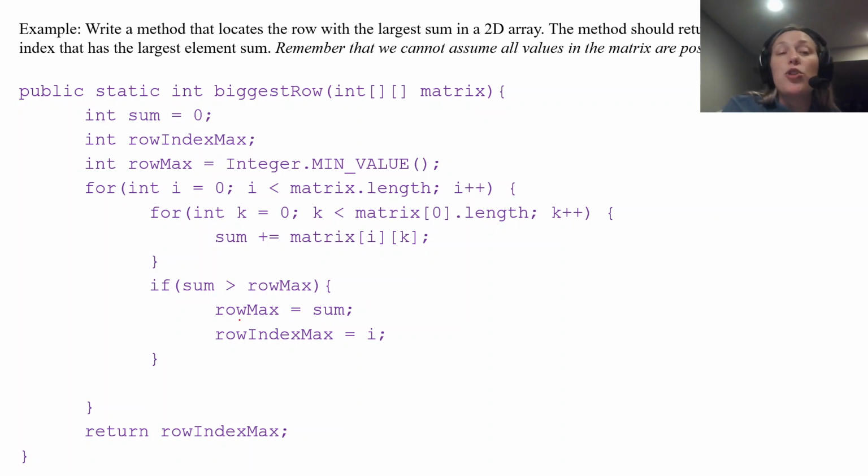So I'm going to change two things. My row max becomes the sum, so that represents now the largest sum that I have found in a row. And then the index becomes i, because i represents the rows, remember. So that's the row where I found that max sum.